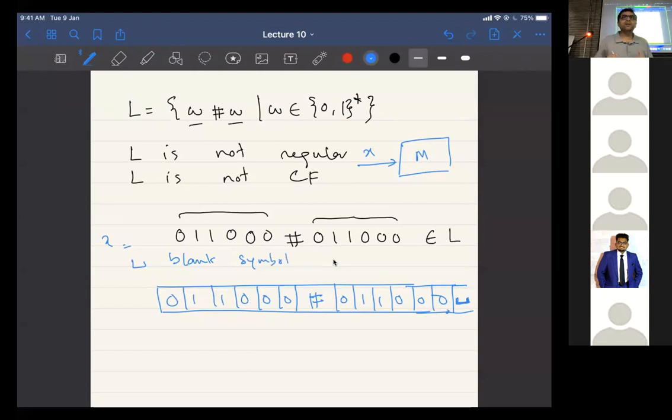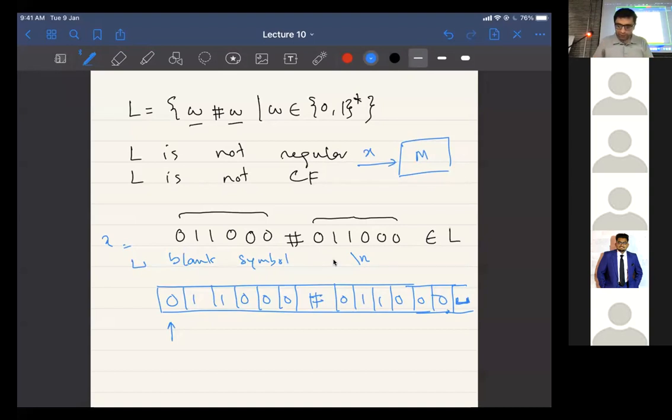Blank symbol signifies this is the end of the input, okay? So you can imagine this end of the input as slash n in C++ or Java, right? So it is the end of the string, usually. Anyway, so this is the input. And once the Turing machine starts, it will always start in the first block, okay? This is the start of the string. All the strings are read from left to right.